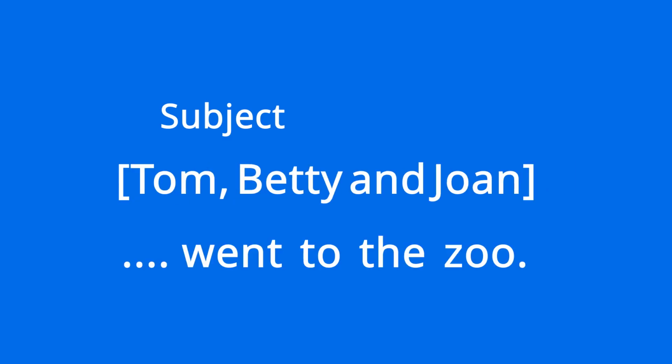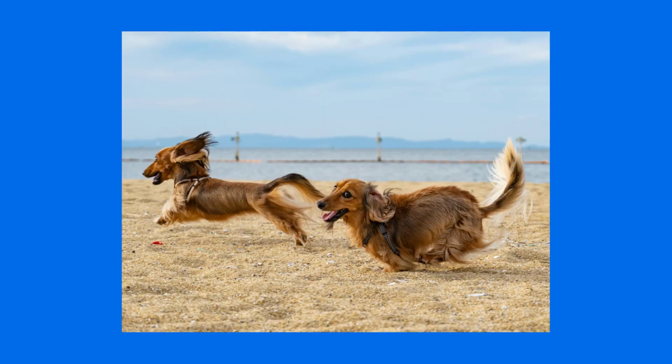There can be more than one noun in the subject. For example, Tom, Betty, and Joan went to the zoo. That's called a compound subject. Two or more people or things doing the same action.